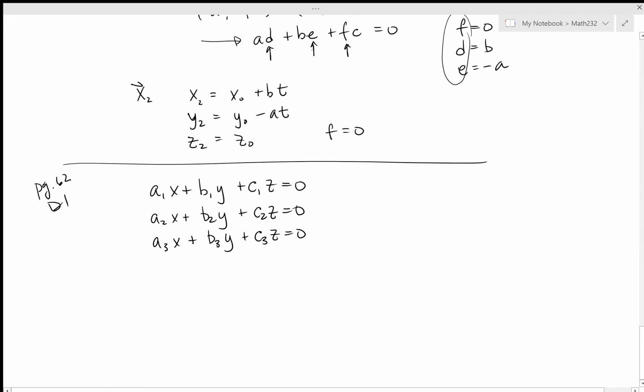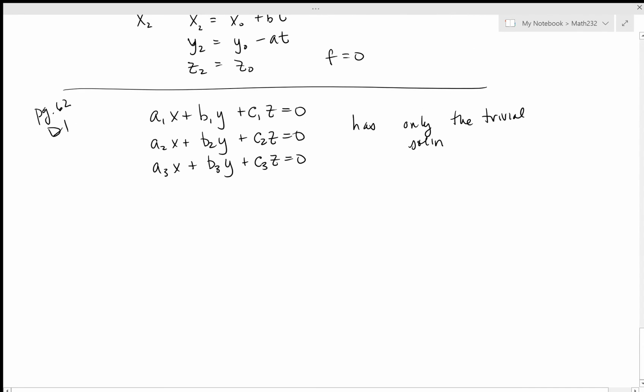There it is. What it's saying is, here's a system of linear equations. This system of linear equations has only the trivial solution. Okay, so then what can you say about what type of solution this has if I put the same system of equations and generate some numbers here?